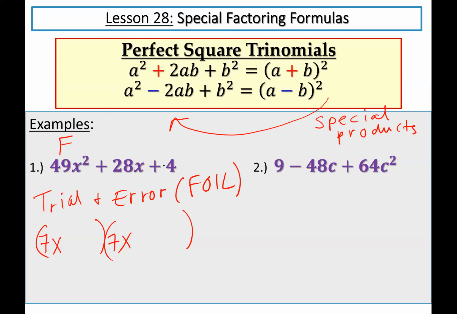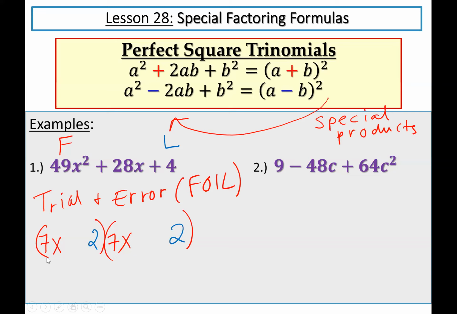Now, if I think about this in terms of FOIL, my last two terms have to multiply to 4. There's a couple of options here. I want you to start noticing perfect squares. That's going to come up a lot in some of these formulas we'll see today. So notice a number like 49, that's really 7 squared. Notice a number like 4, that's really 2 squared. So I'm going to try 2 times 2 as my last two terms.